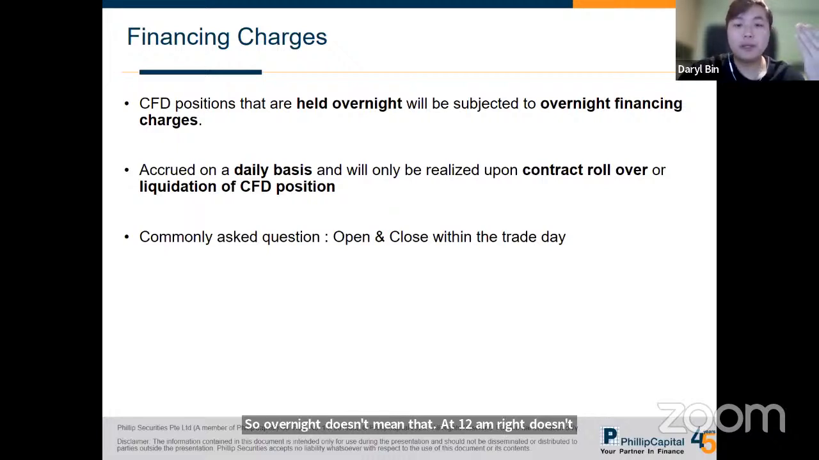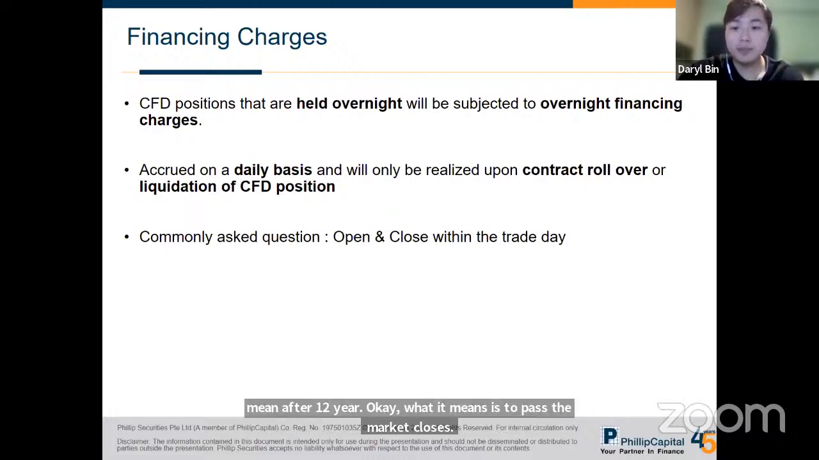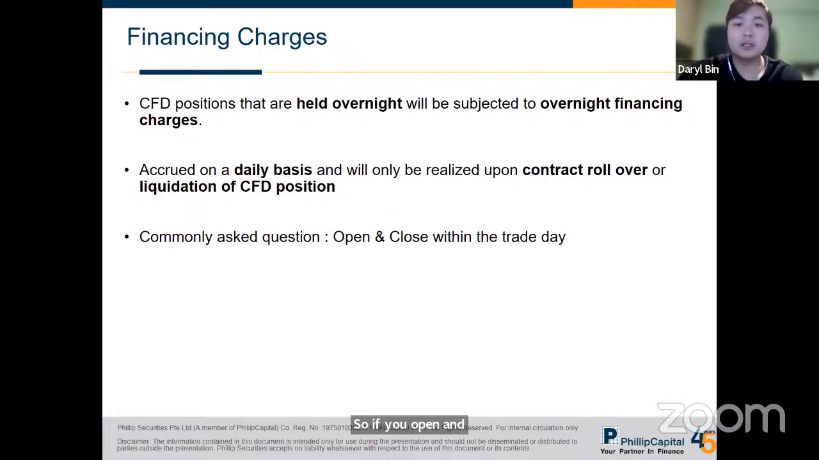So if you open and close the position within the same day, then there will be no financing charge. It's only charged if, let's say, you close after the market close. So for example, using the US market as an example, if we open a position at 10 p.m. and at 1 a.m. we decide that actually we don't want this position, then we can close it and there will be no financing charge for this situation.